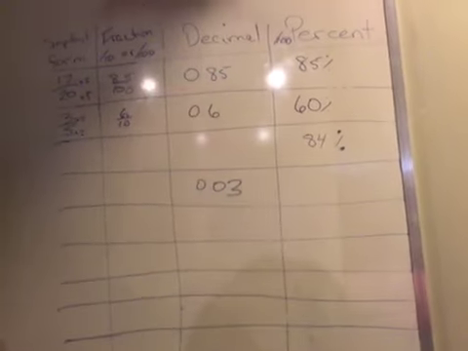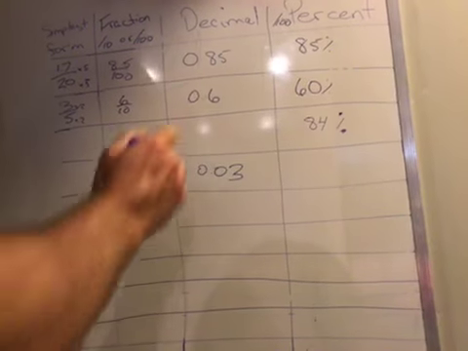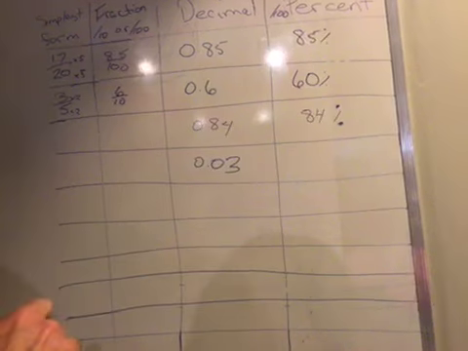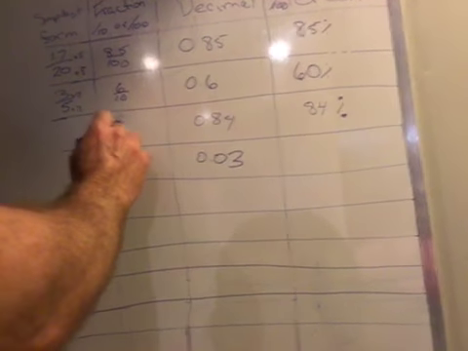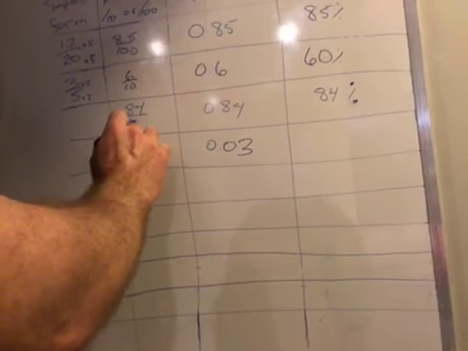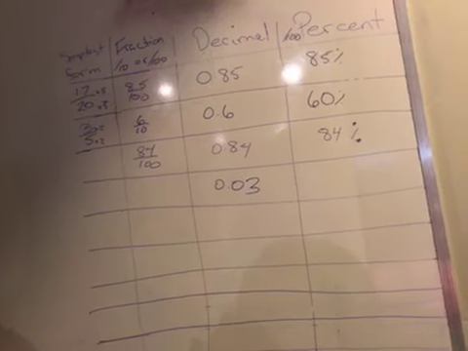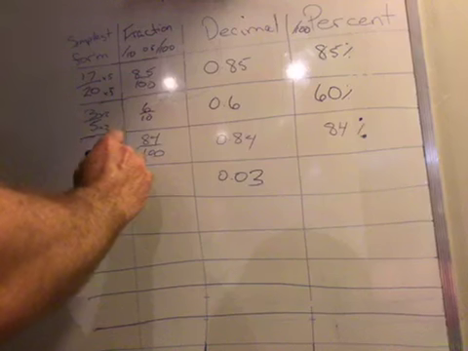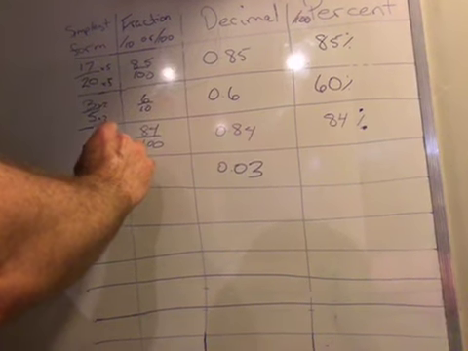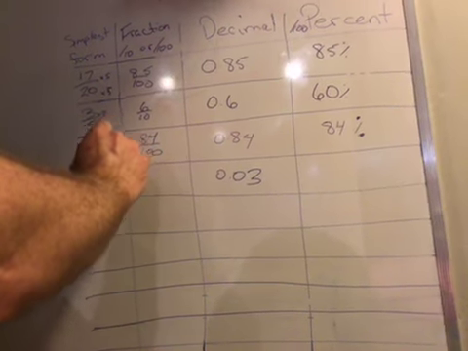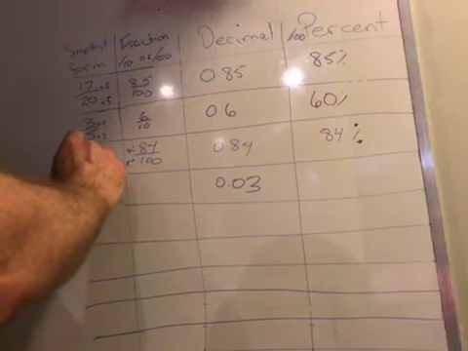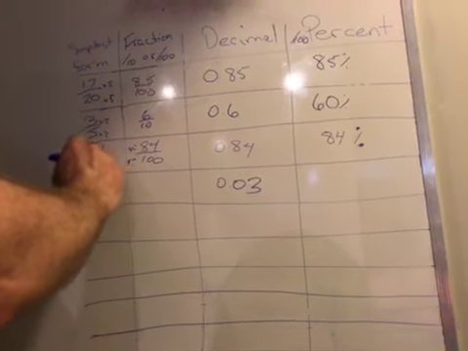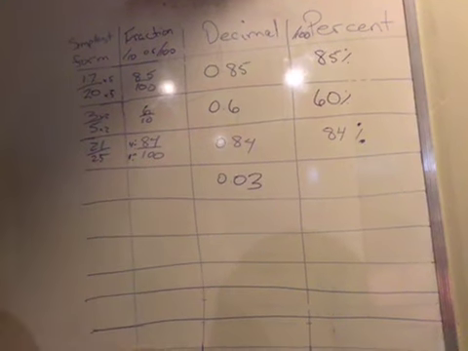I can now go backwards. 84% is 84 hundredths. It's also 84 out of 100. To simplify that, I have to divide them both by the same number, and I'm going to pick them to be divided by 4. And I get 42. Oh, no, I don't. I get 21 out of 25.